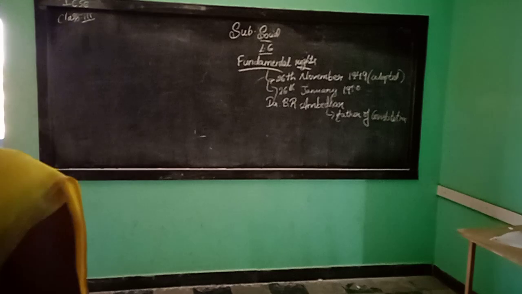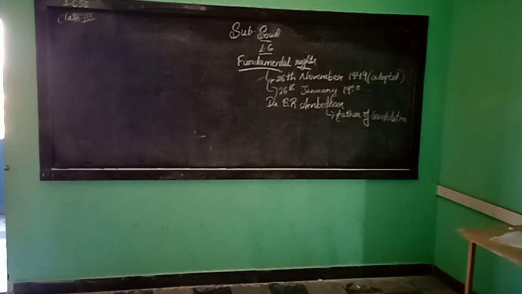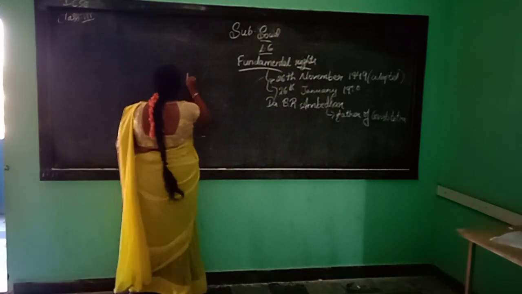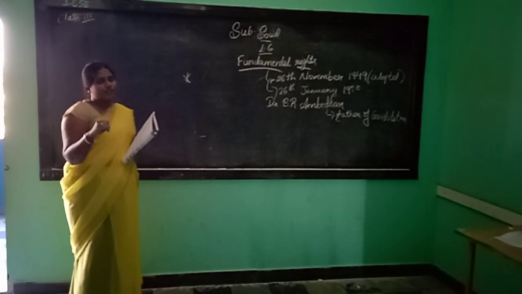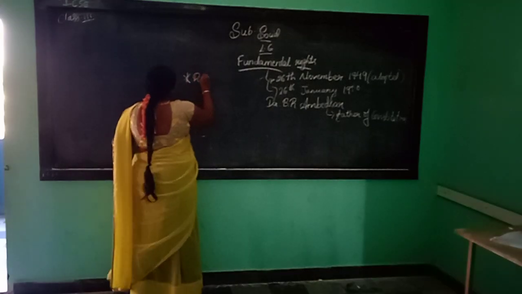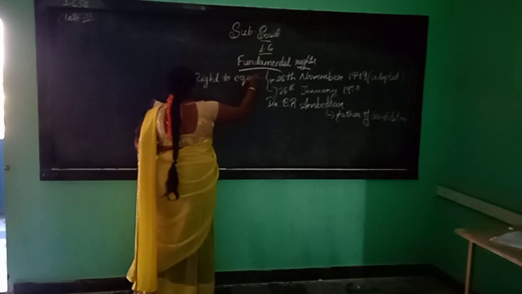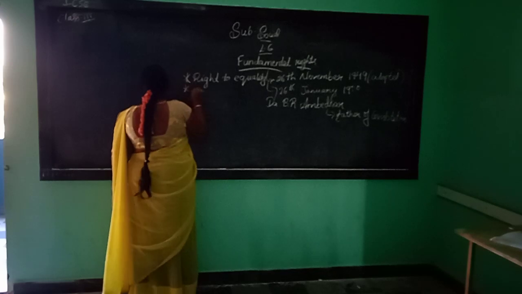How many fundamental rights are there, children? There are 6 fundamental rights. The fundamental rights of India are the natural rights of every citizen that can be described as below. The first one is right to equality. There are 6 main fundamental rights. In that, the first one is the right to equality. The second one is the right to freedom.